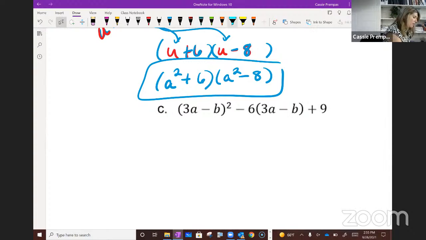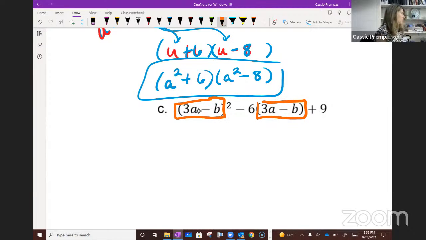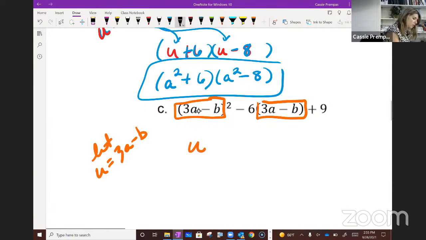What would go in the box? What is being squared and what is the same in the middle? 3a minus b. So this one might be really helpful to use U substitution so that we can just visualize it easier. Because if I let u replace 3a minus b, now this becomes u squared minus 6u plus 9.